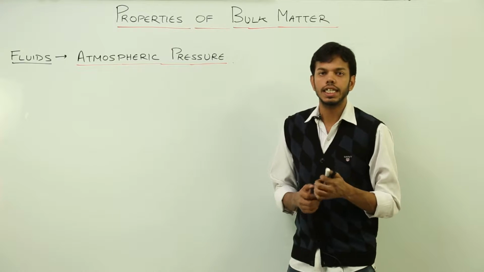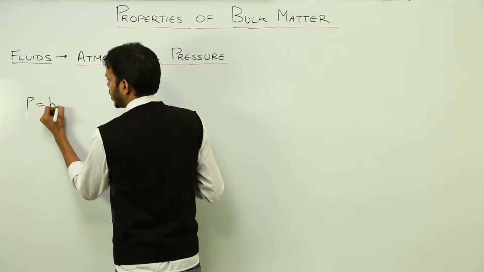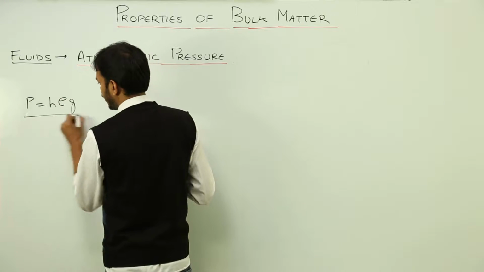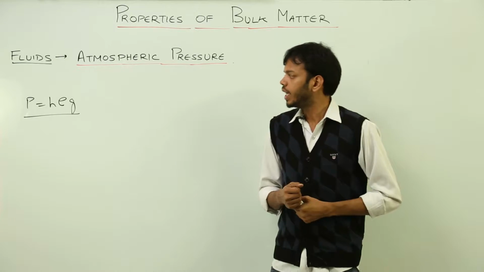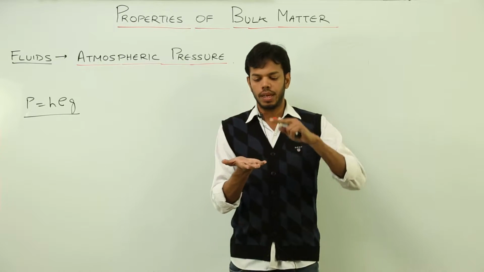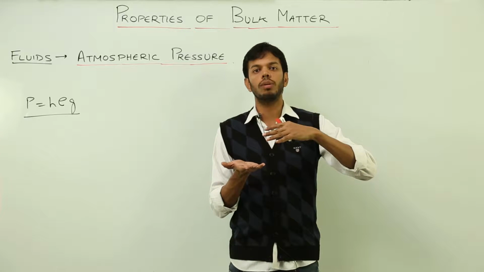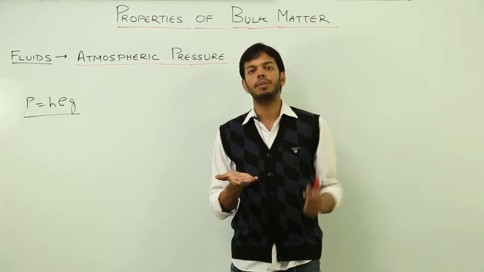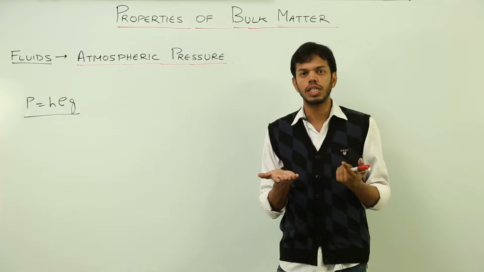We have already studied that pressure exerted by a fluid is given by the formula h rho g, where h is the height of the fluid, rho is the density, and g is the acceleration due to gravity. Now consider the air column above my hand. It is a vertical column of air extending to the top of the atmospheric layers. Gases are also considered fluids.